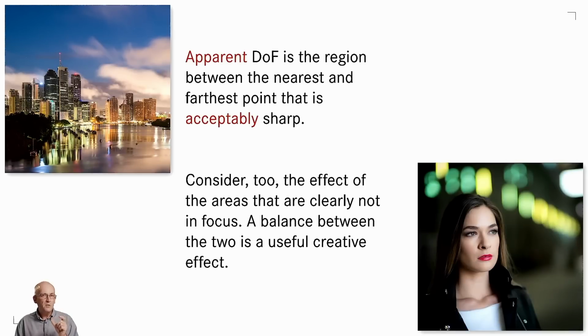And those words I use, like I said, very carefully, because acceptably sharp isn't the same as sharp. An apparent depth of field means what looks like it's in focus, but in actual fact it might not be. And well, we'll come back to that point in a sec. And also consider the effects of areas which are not in focus. And that's to do with the distance between your subject and the background and various other factors, lens type, aperture, things like that.